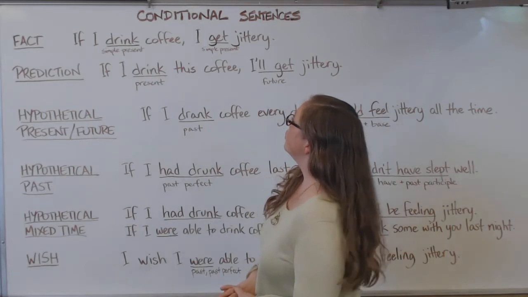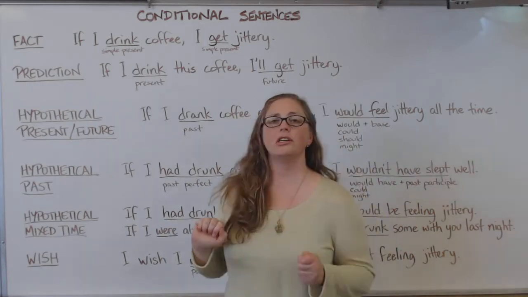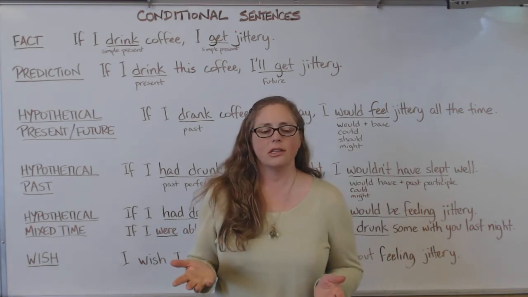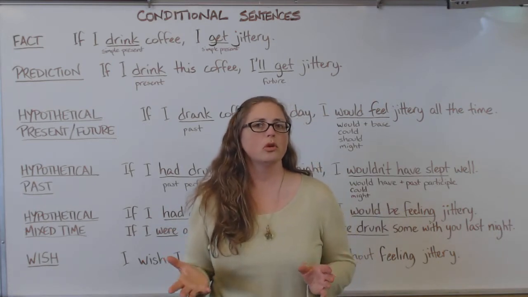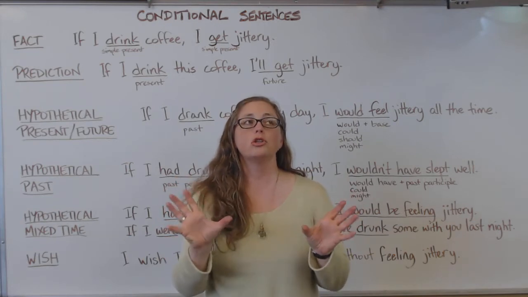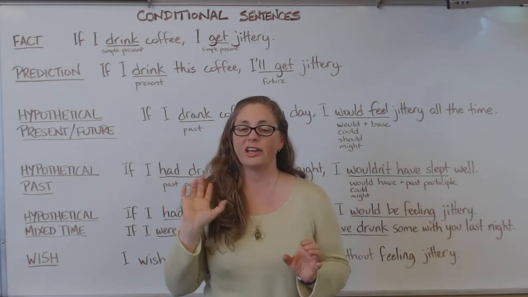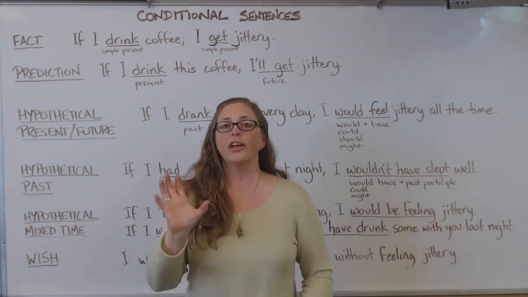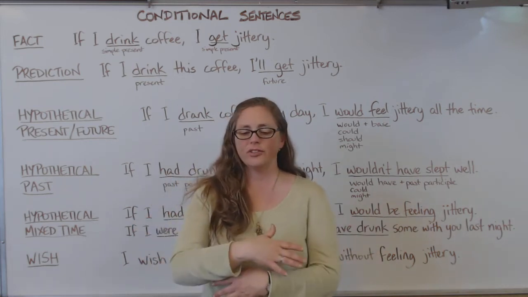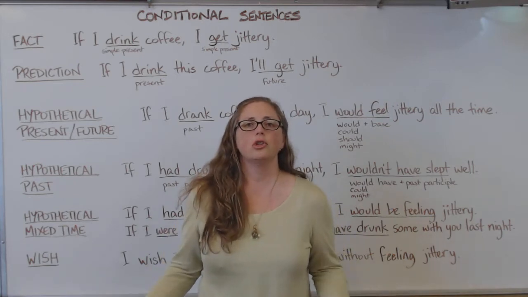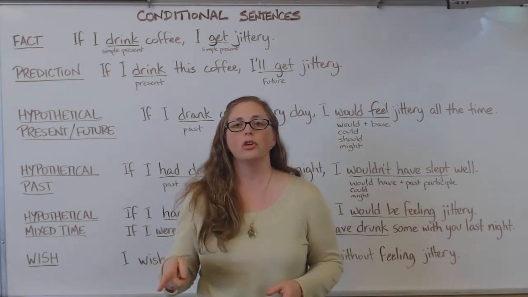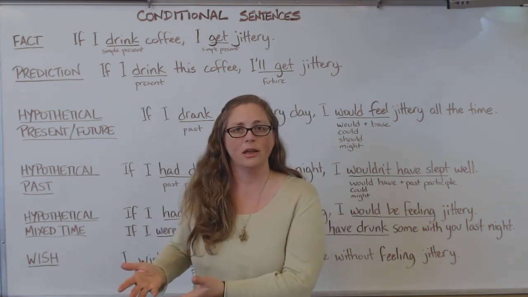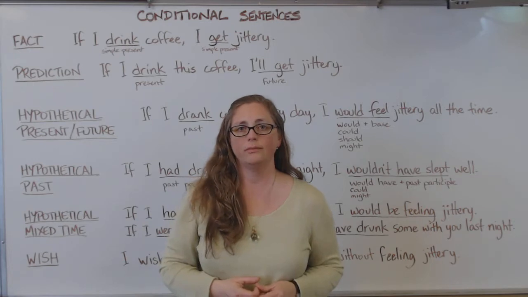So, first of all, talking about conditional sentences. Conditional sentences means that you have a sentence usually with 2 parts, 2 different clauses. You have the condition clause and the result clause. The condition clause gives some kind of a situation, and the result clause tells the consequence of that situation.